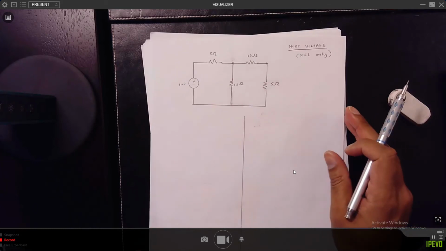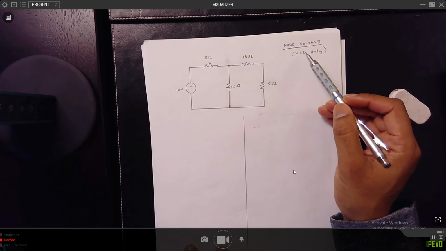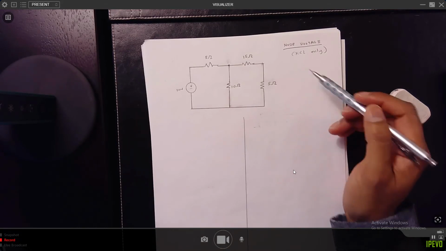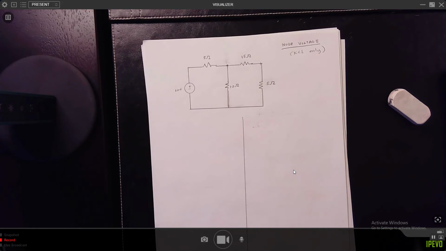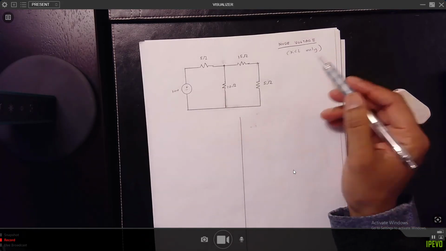We're going to be doing KCL for node voltage. I'm sorry, this video is a remake of the previous video on node voltage. The previous video had some corrections, so we're going to correct these errors. Assuming node voltage for a simple circuit, we're going to use KCL only.